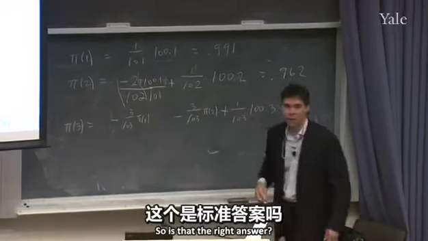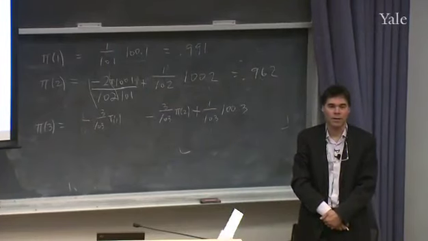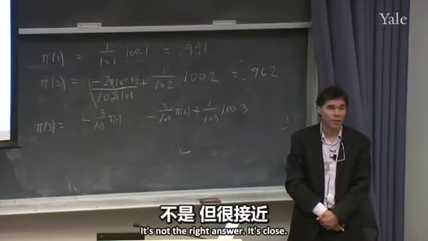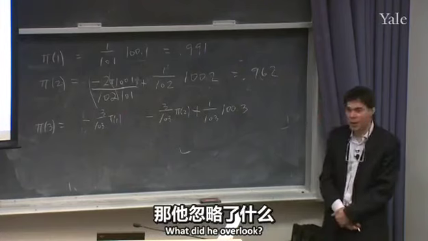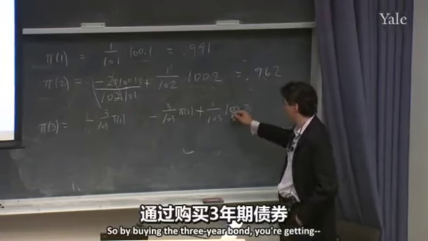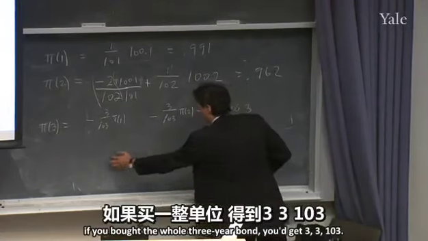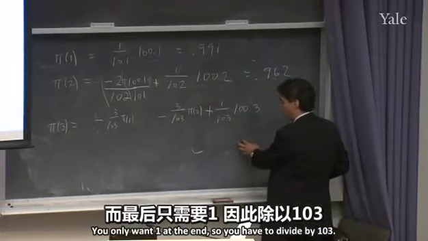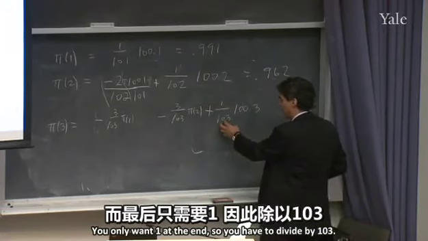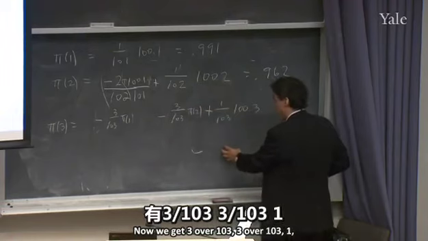So is that the right answer? It's not the right answer, but it's close. So what did he overlook? So he said, you buy the 3-year bond. So by buying the 3-year bond, if you bought the whole 3-year bond, you get 3, 3, 103. You only want 1 at the end, so you have to divide by 103. Now we get 3 over 103, 3 over 103, 1.